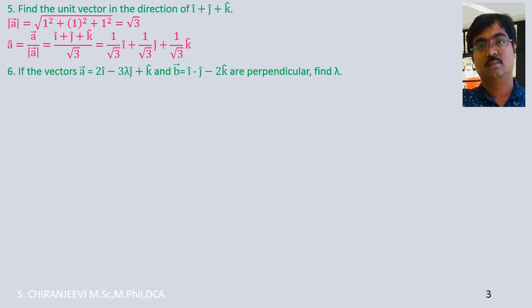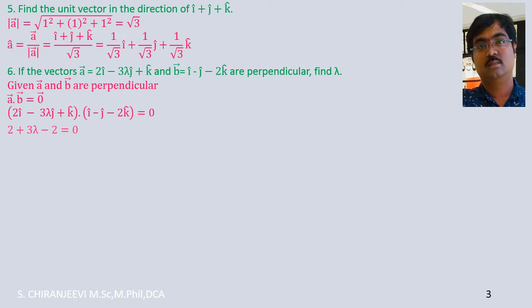If the vectors, vector A equal to 2i minus 3 lambda j plus k and B equal to i minus j minus 2k, are perpendicular, find lambda. Perpendicular, dot product equal to 0. So A dot B equal to 0. 2i minus 3 lambda j plus k dot i minus j minus 2k equal to 0.